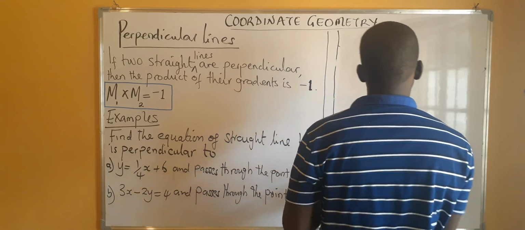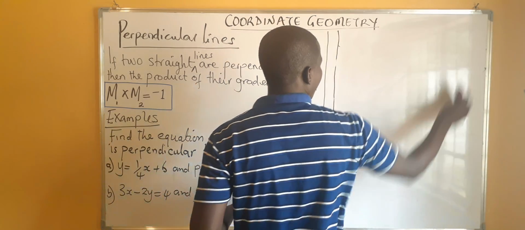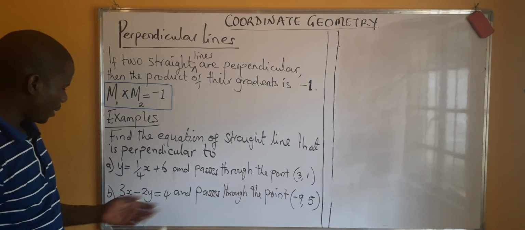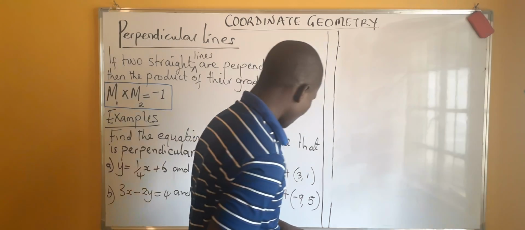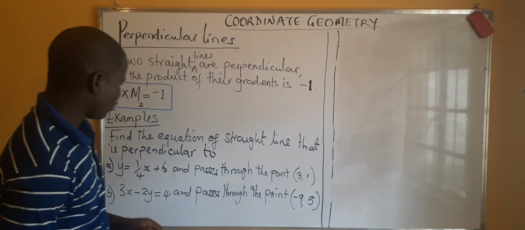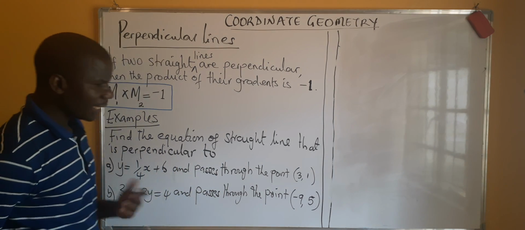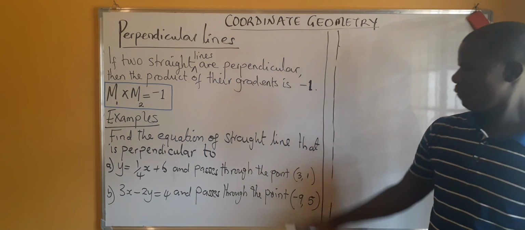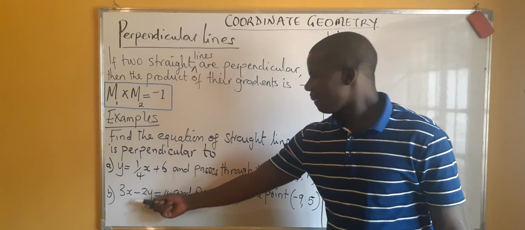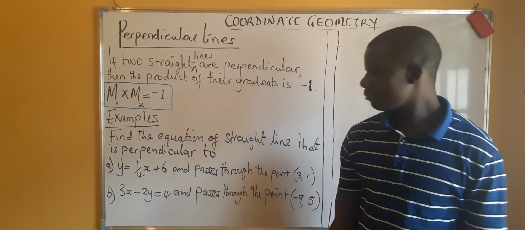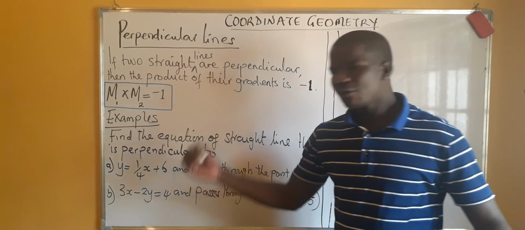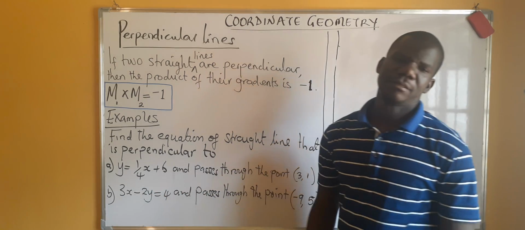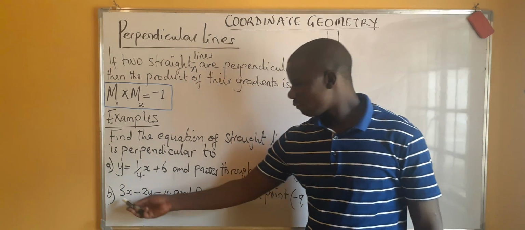Sometimes these things are easy that we can skip, we can maybe make an error somewhere, somehow. So find the gradient of a line that is perpendicular to this one. The first thing that we are supposed to do is to know what is the gradient of this line. What is the gradient of this line?